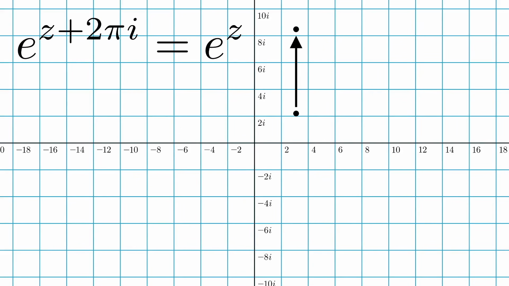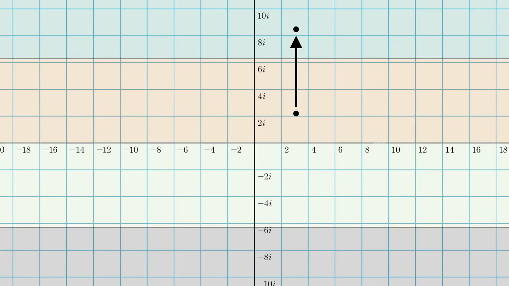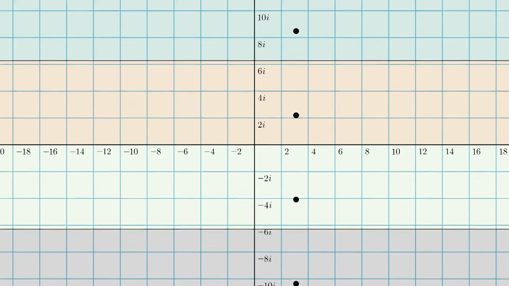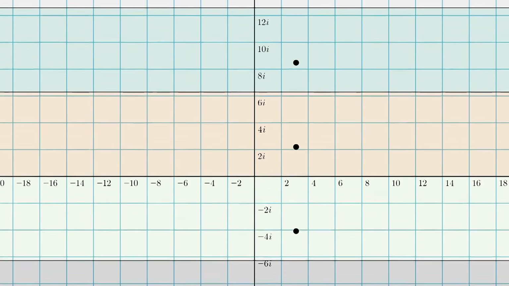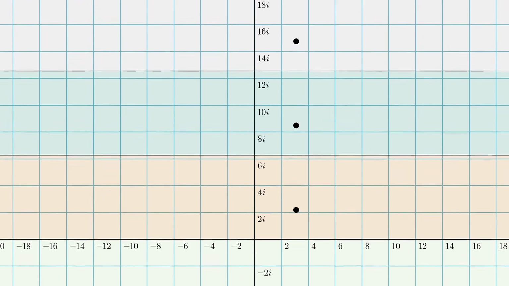We can think of this as breaking the complex plane into these 2 pi i height strips, where the values of the function are identical at the corresponding points in each strip. What this means is that whenever we take the log of a complex number, we get not one answer, which is what we're used to, but rather we get infinitely many answers. All of those answers will differ from each other by a multiple of 2 pi i.